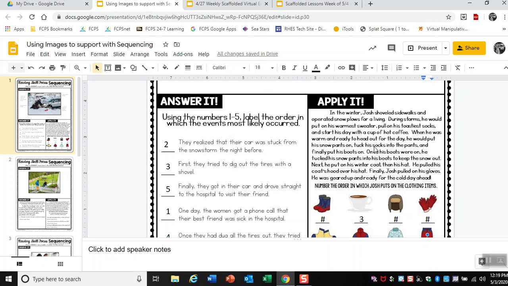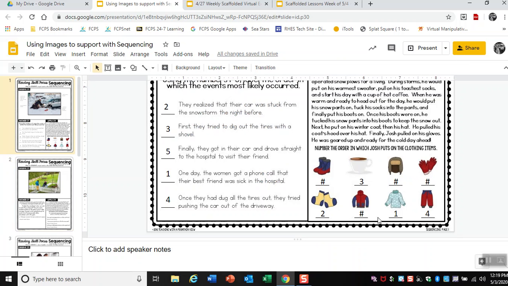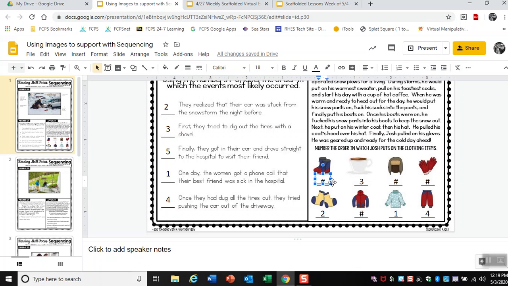Tuck his socks into his pants. So, tucking his socks into his pants. I don't believe we have that one there. And finally, he would then put his boots on. So we're going to put his boots on next, which would then be number 5. Once his boots were on, he tucked his snow pants into his boots to keep the snow out. So, he tucked his snow pants in there.